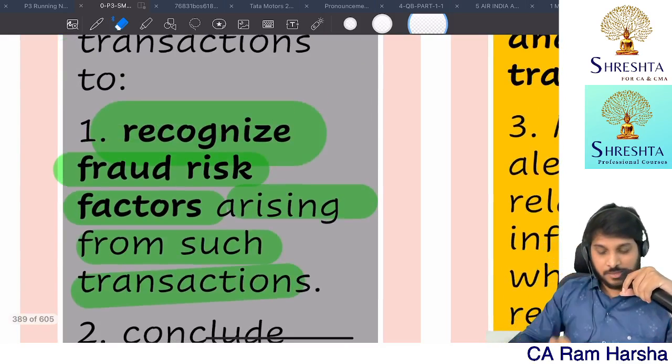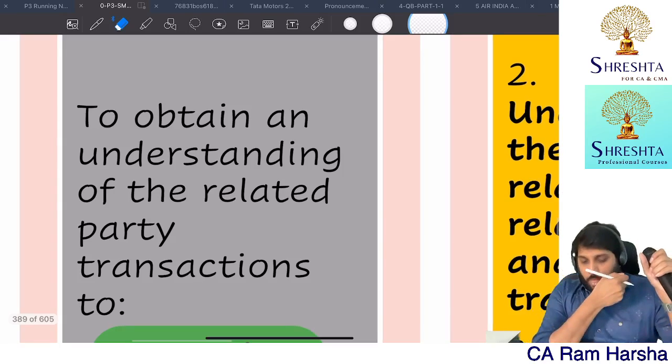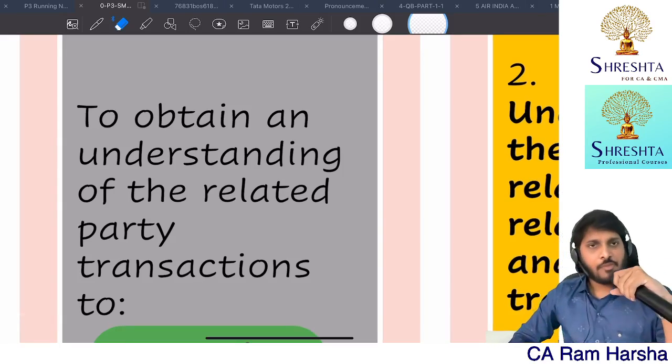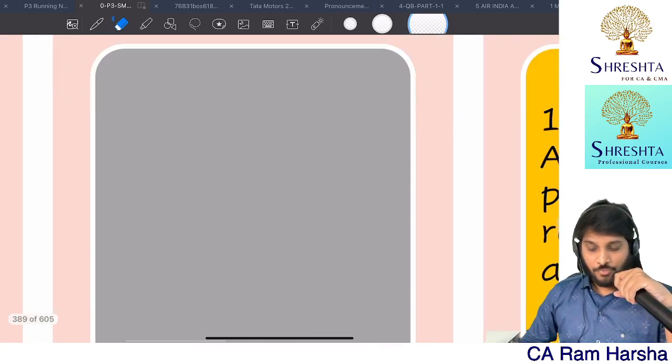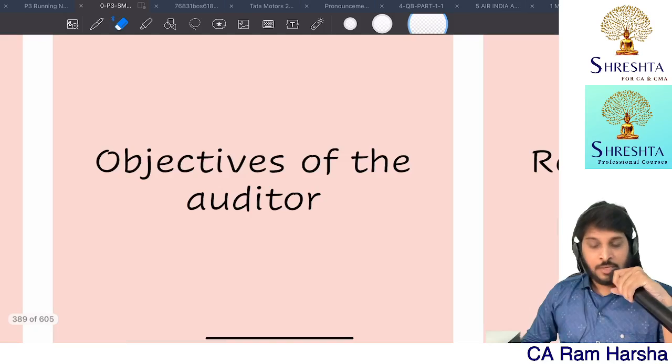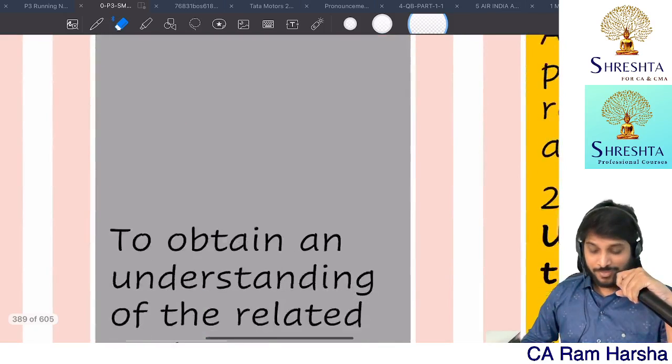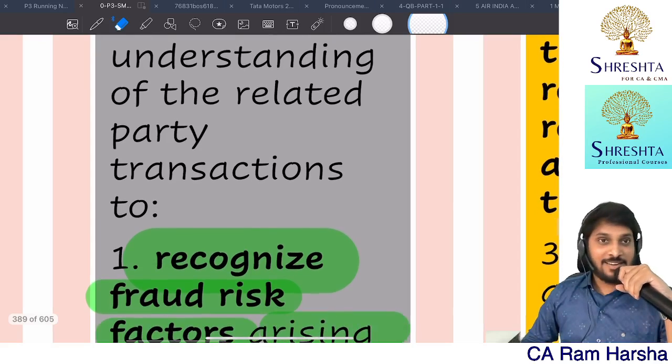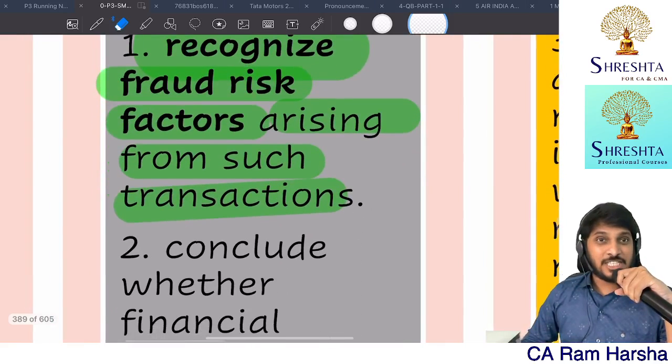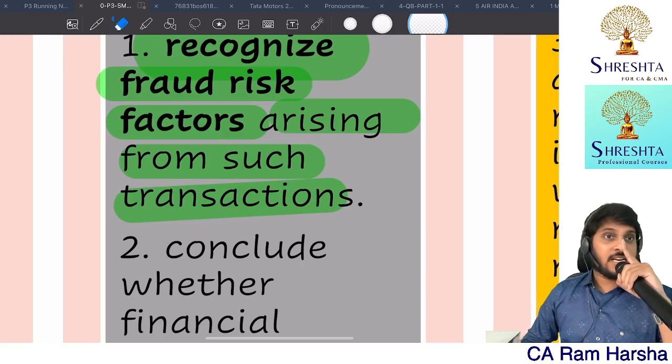So now observe this. The objective of the auditor is to obtain an understanding of related party transactions. Two, fraud risk factors. If you see fraud risk factors in that, opportunities, one of the opportunities for committing fraudulent financial reporting, a fraud risk factor, is engaging in complex transactions with related party relationships and transactions.